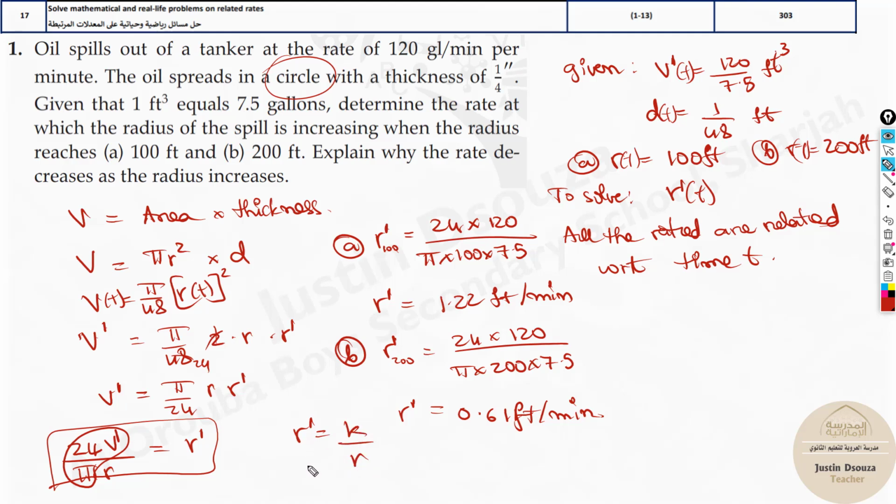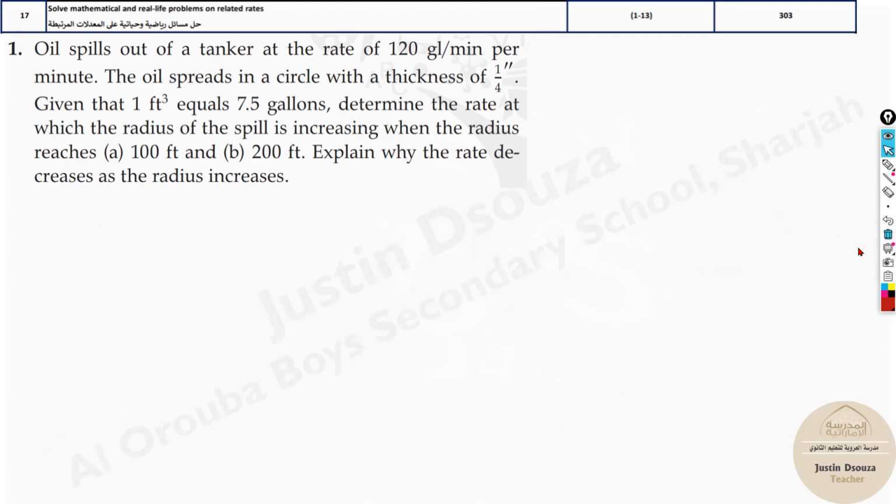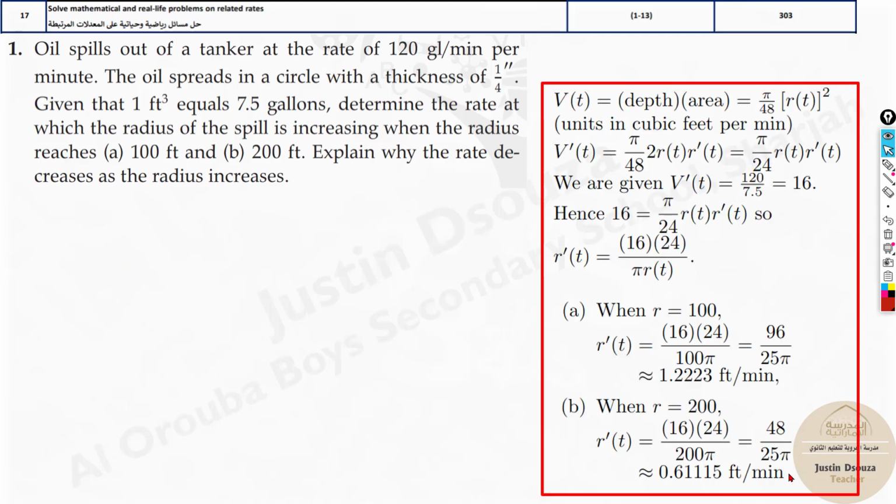So what is basically this? R dash is inversely proportional to the radius. The rate of radius is inversely proportional. So when one goes up, the other one must go down. So that is the actual technical explanation. I just realized that. Anyways, so this is how we can solve it. You can check the answers. Yes, we got the same one, 0.611 and 1.22.